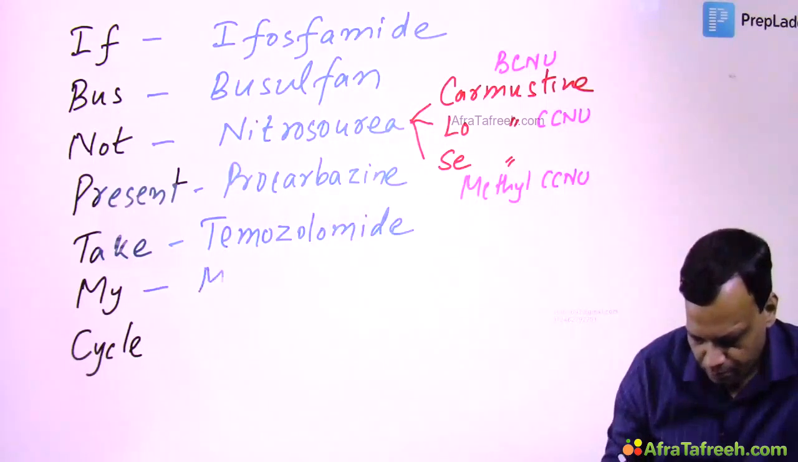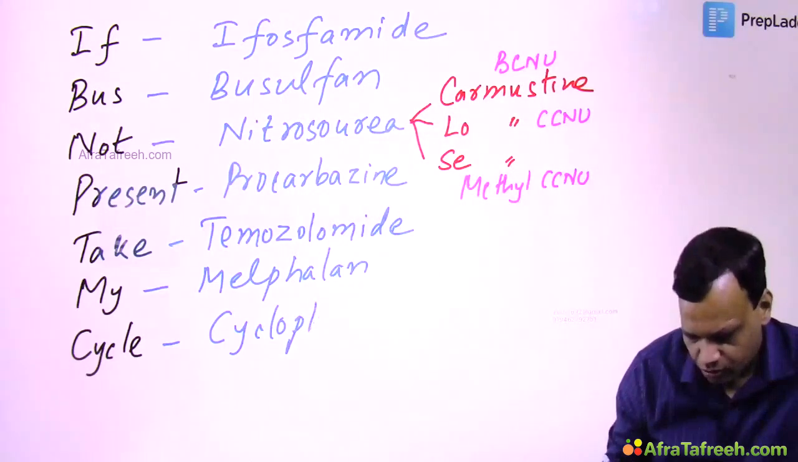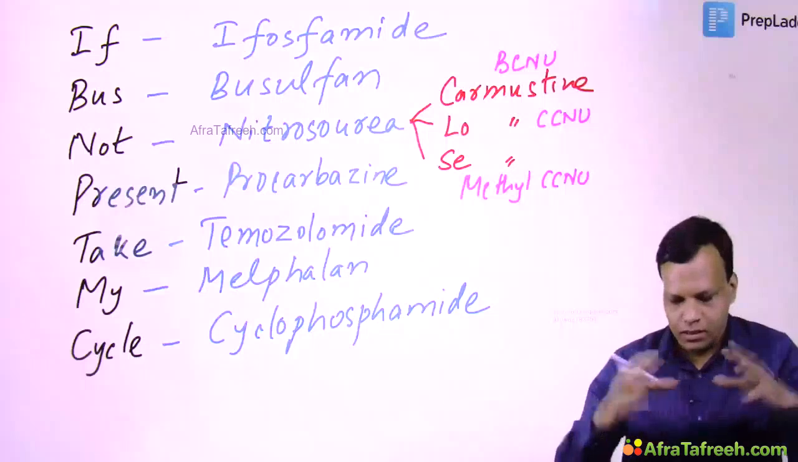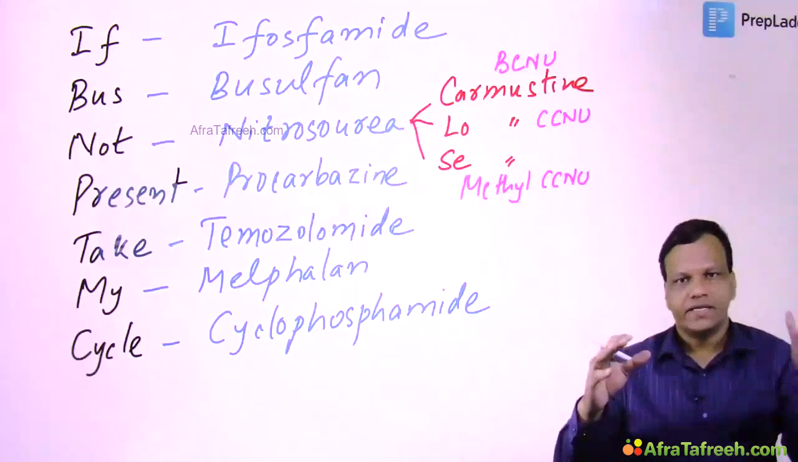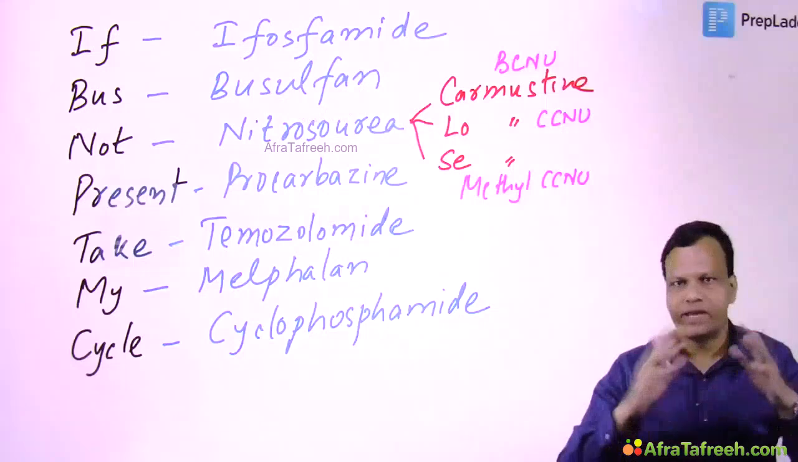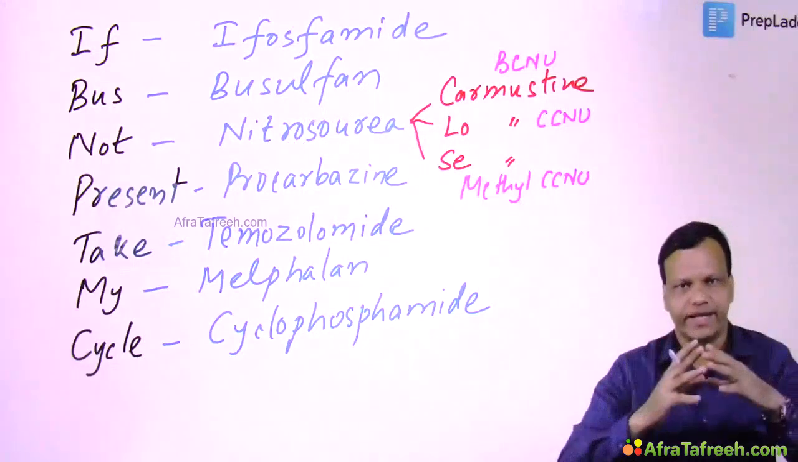M for melphalan, and C for cyclophosphamide. Cycle for cyclophosphamide. So if bus not present, take my cycle. All of them are alkylating agents. All of them can cause 6 side effects: bone marrow suppression, alopecia, diarrhea, and hyperuricemia like every drug, and 2 special side effects: secondary leukemia and sterility.